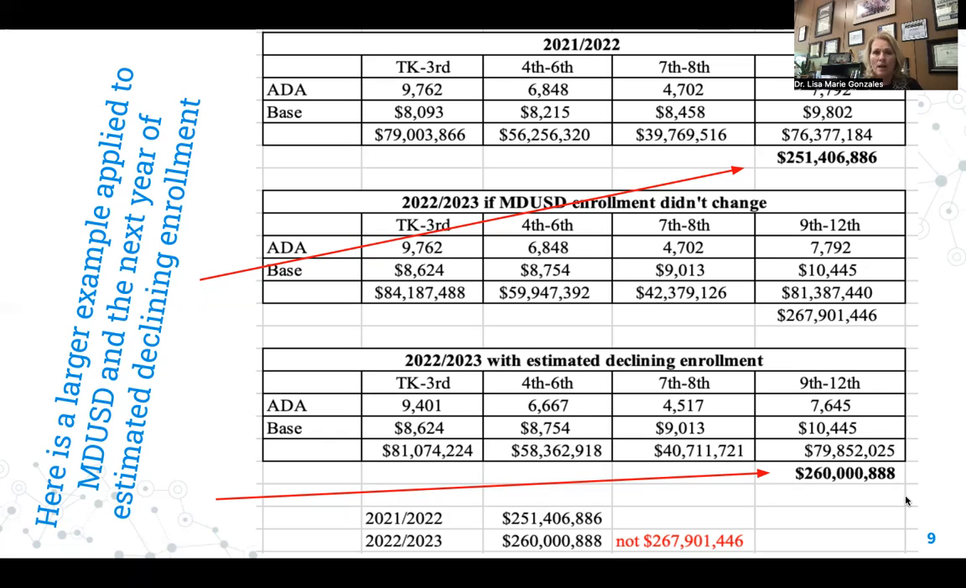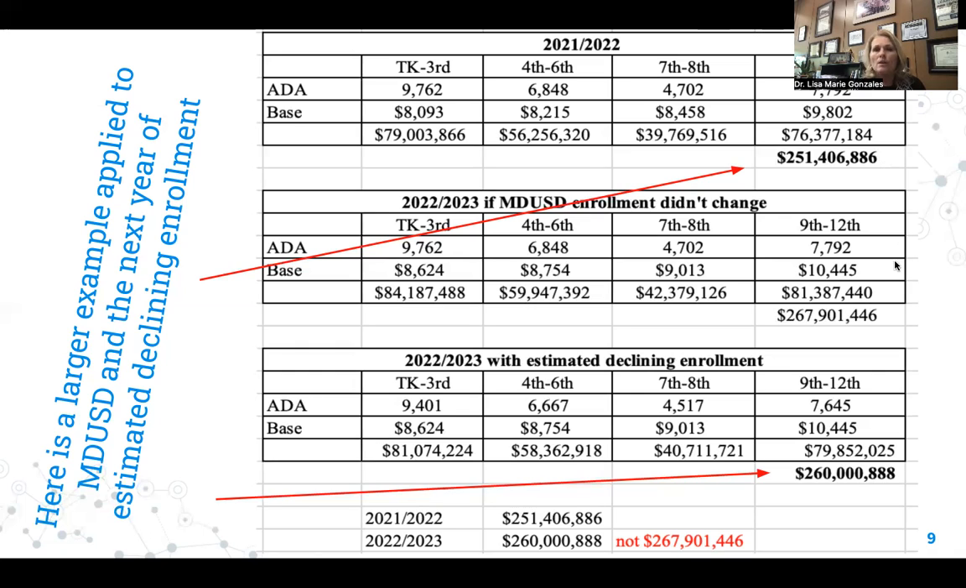So here's what I've done. The very top chart right here for 21-22, these are the actual numbers for this year. Our ADA for each of the different grade ranges or the grade spans times the base amount and the approximate amount that we would have expected to receive had everybody been at school.